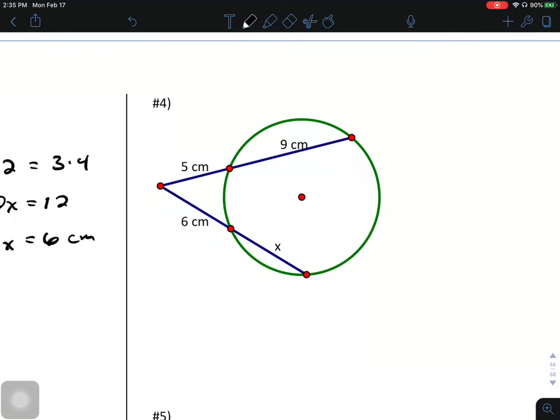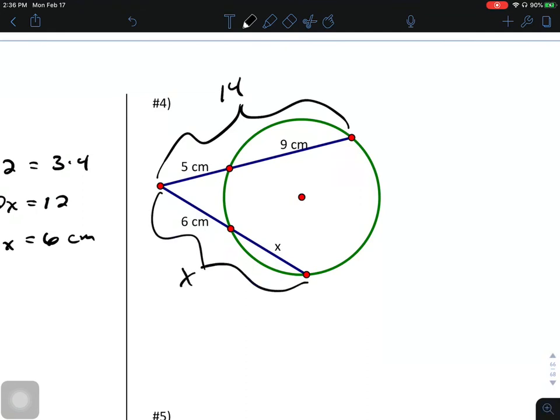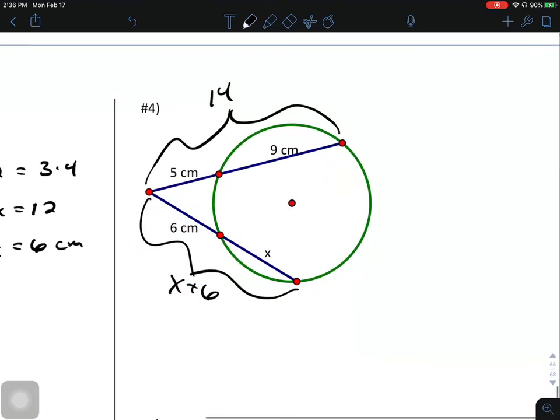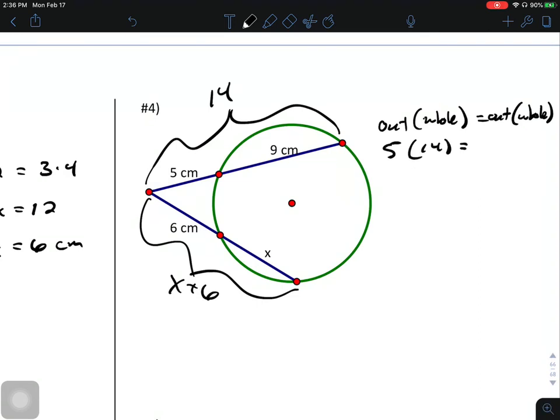This is two secants intersecting on the exterior. Out times whole equals out times whole. This is 14 because 5 plus 9 is 14. This is x plus 6 because 6 plus x is x plus 6. So out times whole equals out times whole. Outside is 5, whole is 14. Outside is 6, whole is x plus 6. We're going to have to factor.